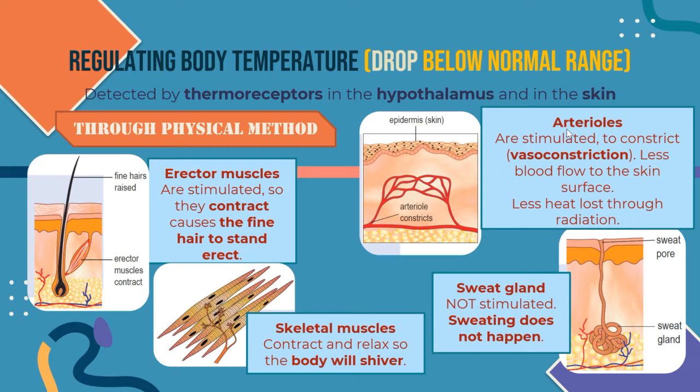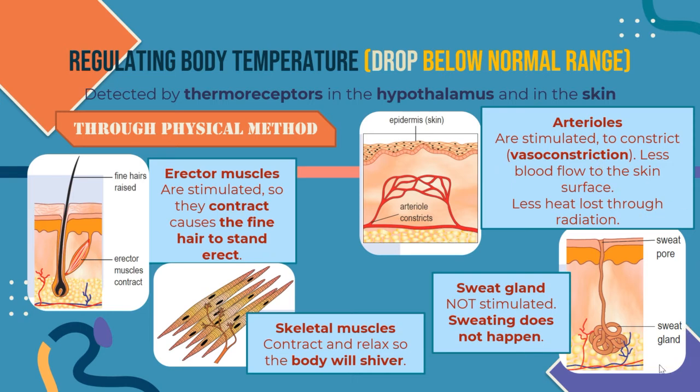Okay, and then the arterioles are stimulated. Arterioles constrict here. Okay, what do you mean by constrict? Constrict refers to the size of the blood vessel becoming smaller. Yeah, the size. And this process we call vasoconstriction.